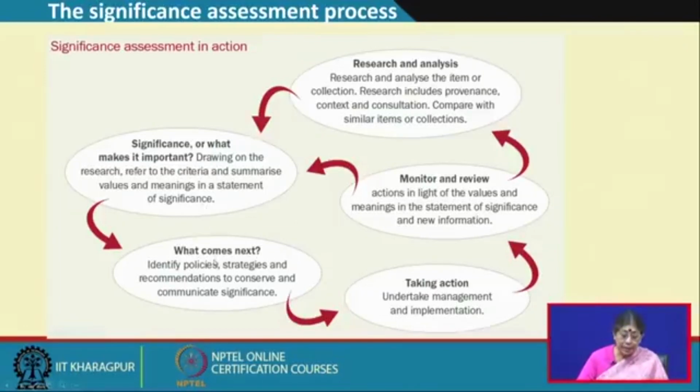Then what comes next? Based on this statement of significance, we have to identify the policies, strategies and recommendations to conserve and communicate the significance, because it is not enough to know the significance, you have to communicate it, and it has to be manifested in some strategy and policy for conservation. So, based on that, taking action, undertake management and implementation. You see that the statement of significance leads to what we are going to do about these things which are significant, and for what.